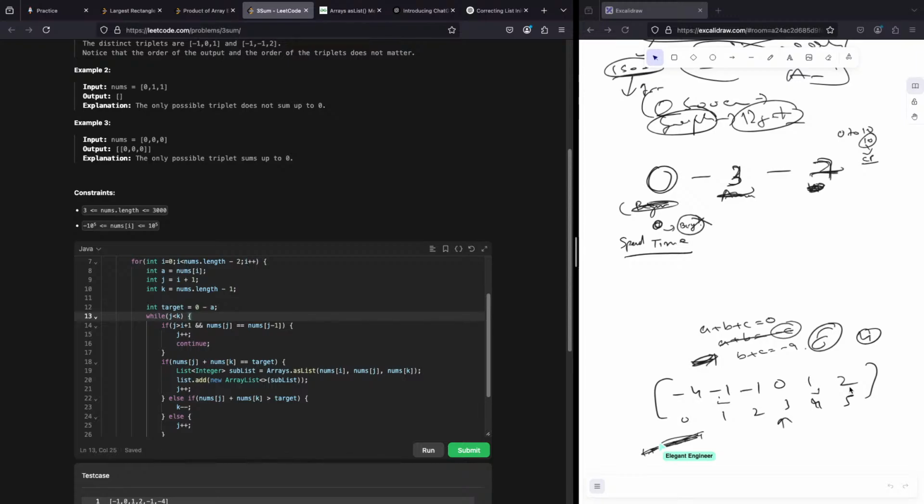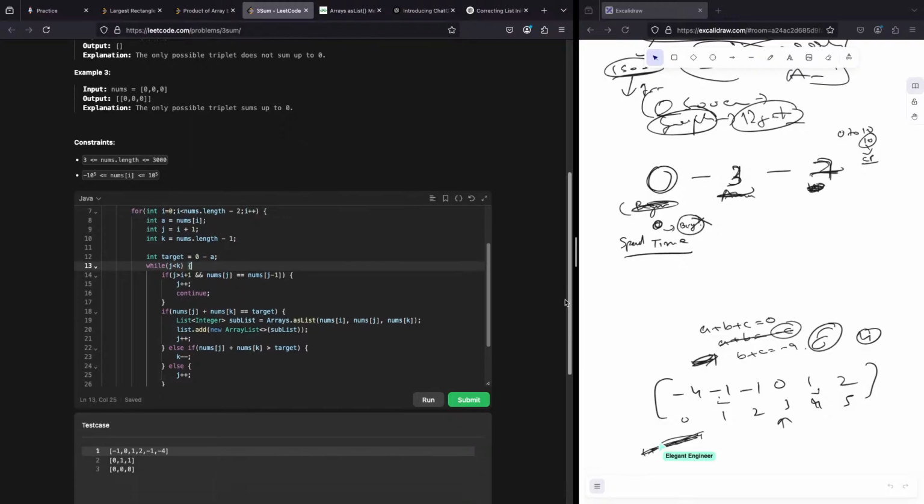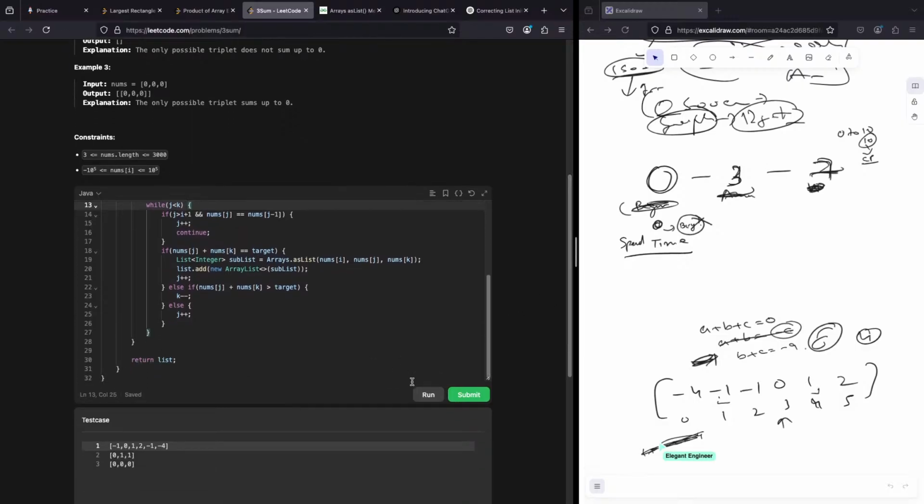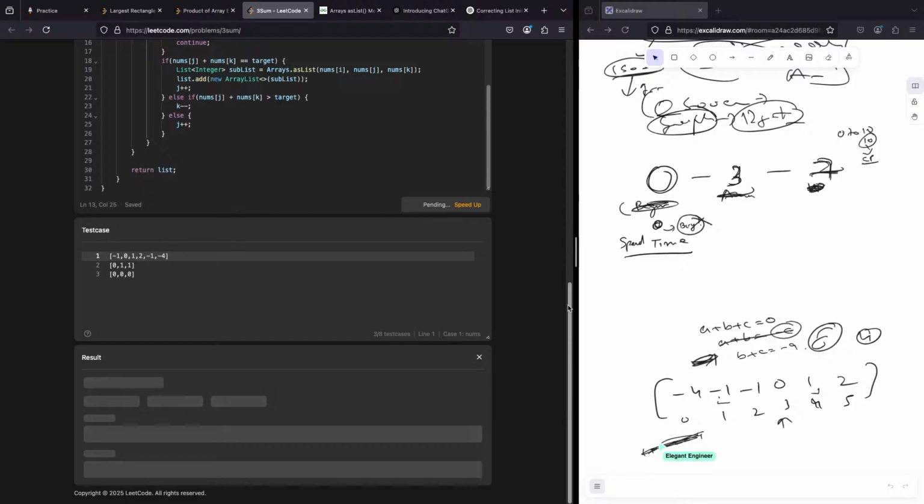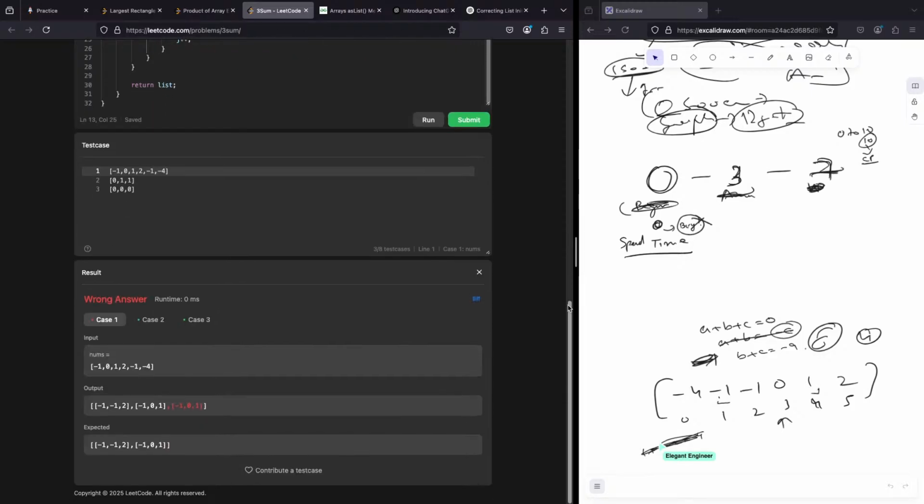If it is greater than target, then you need to reduce your K. If it is less than target, then you need to reduce your J. And then in the end, you add your nums of I. See, -1, 2. That means your A is this, and then -1, and then you are picking this up, right? And then you'll go to the next thing after that.